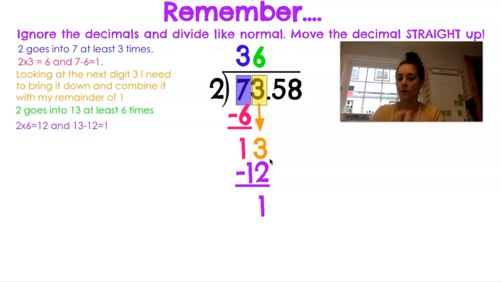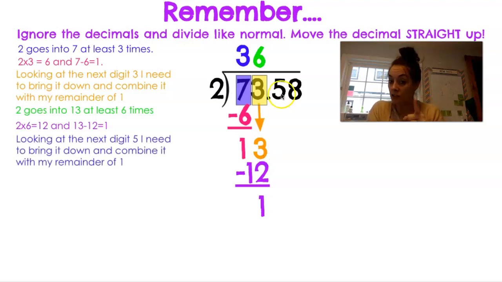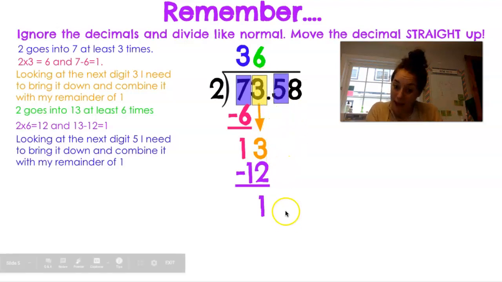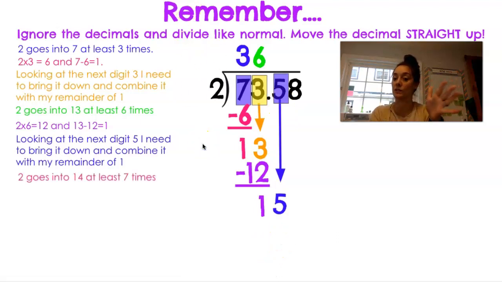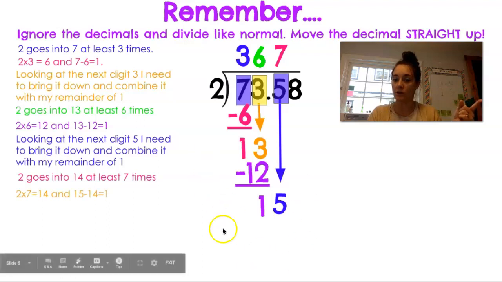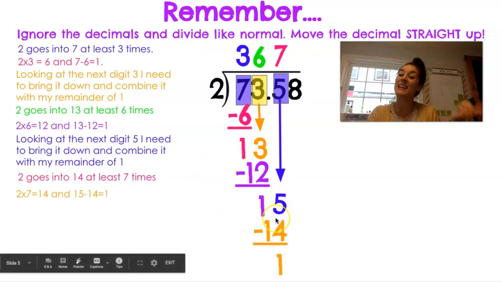Okay. Let's go look at the third digit. That third digit is 5, and I need to combine it with my remainder of 1. So I'm going to bring it down. Let's ask myself, okay, how many times can I get 2 into 15? 2, 4, 6, 8, 10, 12, 14. I can't go anymore, so it's 7. Okay, I'm going to put my 7 up on top. 7 times 2 is 14. So I'm going to throw that down here. 15 minus 14 is again a remainder of 1.